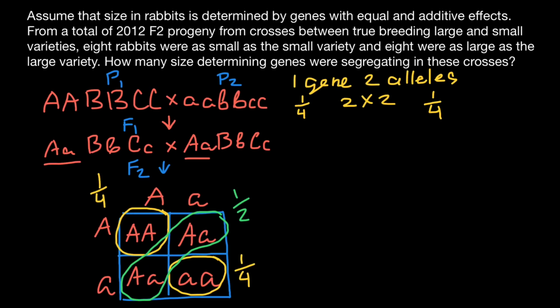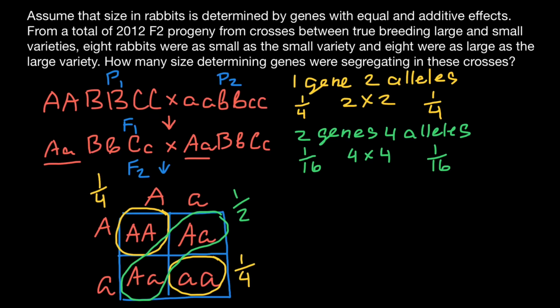Now let's take another model, 2 genes, and we are going to have 4 alleles. And our Punnett square is going to be 4 by 4, as you remember. I just show you the picture. And the extreme phenotypes, extreme tall and extreme small, are going to be 1/16 and 1/16.